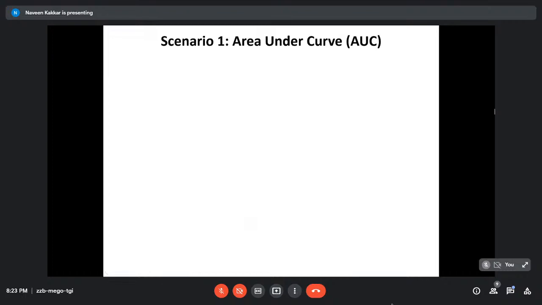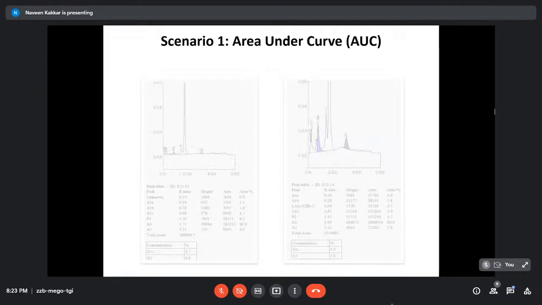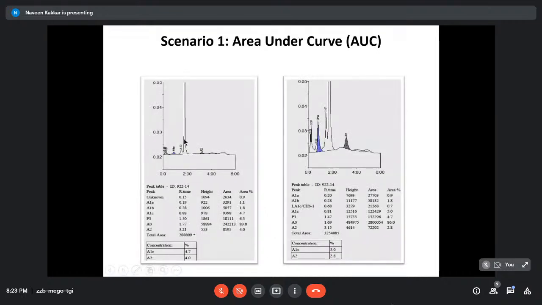Remember, we talked about the area under curve should be 1 million to 3 million. So scenario 1. Same sample, run again. The area under curve here is less than 1 million. Okay, here it is 3.2 million, just above, but at least not that low. So this is about 70,000, not 7 lakhs low. This is just about 2 lakhs higher. So this is more acceptable.